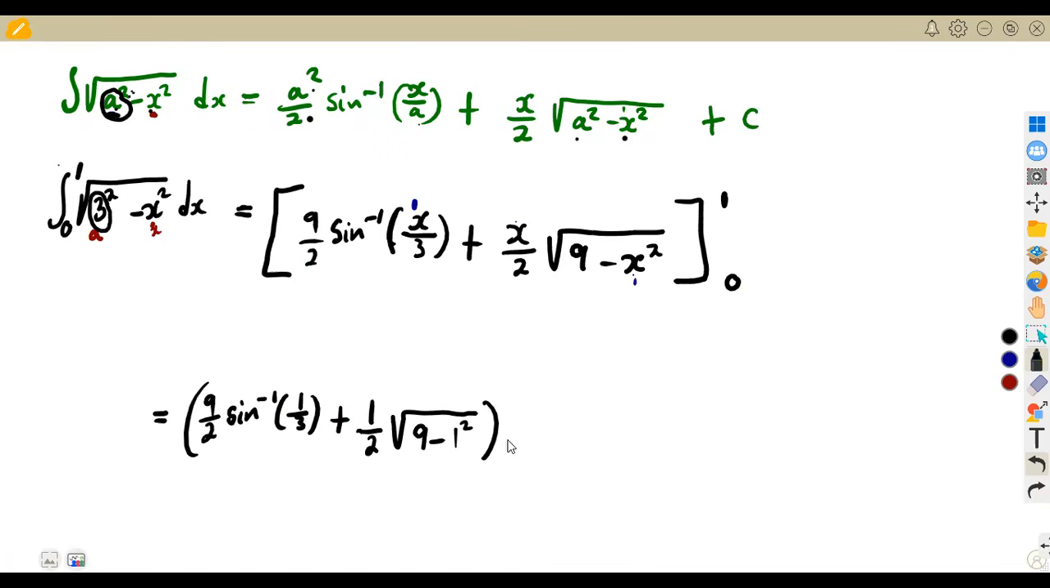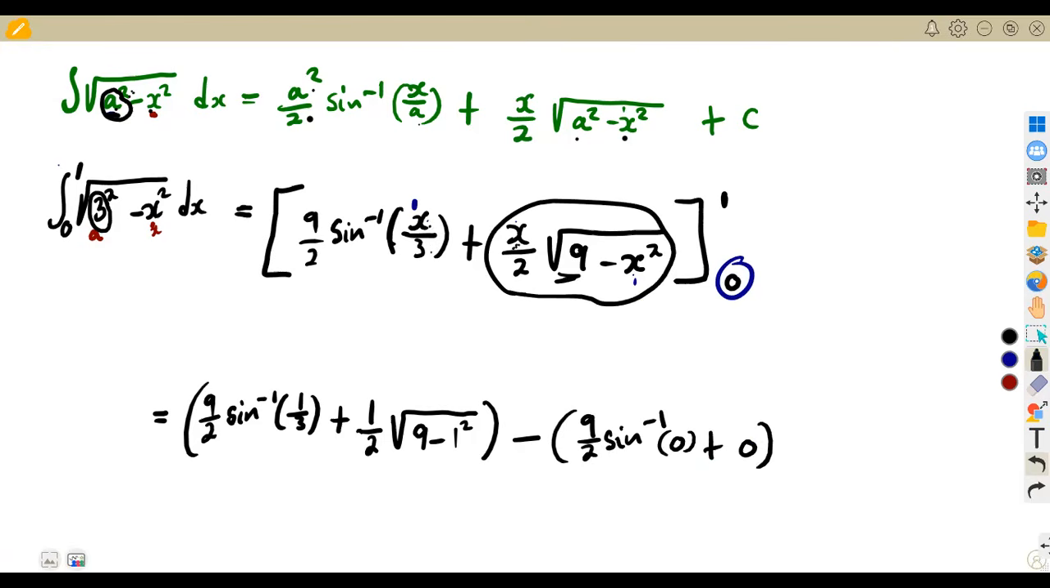So that's our upper limit, minus the lower limit now, which is 0 in this case. In place of x, we substitute 0. So this is going to be 9 over 2 arc sine of 0 divided by 3, that's arc sine 0, plus, as we can check here, there's a 0 here. The moment we multiply anything by 0, it gives us 0. So there's nothing you're going to have at the end here.